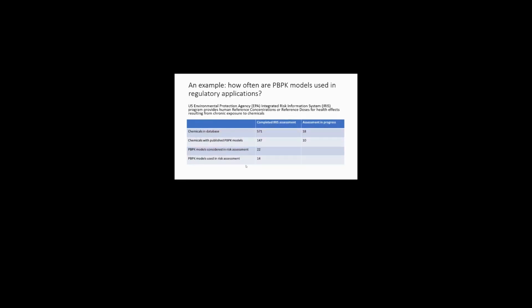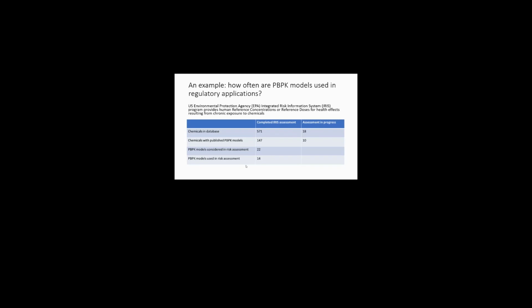And then the other type is reference dose, which is very similar to reference concentration, except that it is an estimate of daily oral exposure rather than inhalation concentration. And then using Judy's PBPK knowledge base, which I just showed earlier, we found that 147 chemicals out of the 571 that have complete IRIS assessment have published models, which is about 26%.